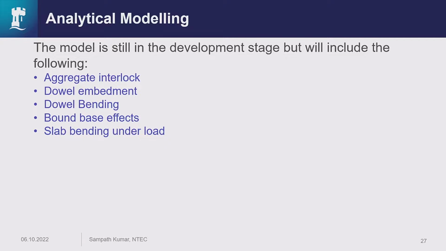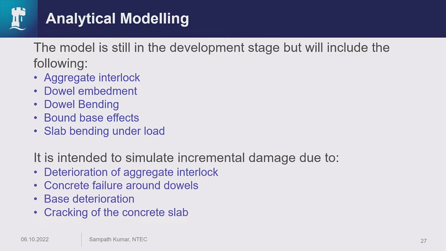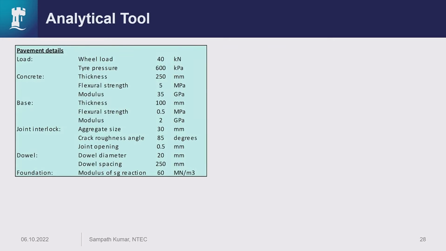It's still in the development stage, but we intend to calculate the aggregate interlock, dowel embedment, dowel bending, bound base effect, and slab bending under load. And of course, we also want to calculate the incremental damage from the deterioration of the aggregate interlock. What happens when the aggregate interlocks deteriorate over a period of time? What happens to the concrete, and what are the stresses around the dowels? What happens if there is base deterioration? And how does the crack propagate in the concrete slabs? These are also intended, but as I said, it's still in the development stage.